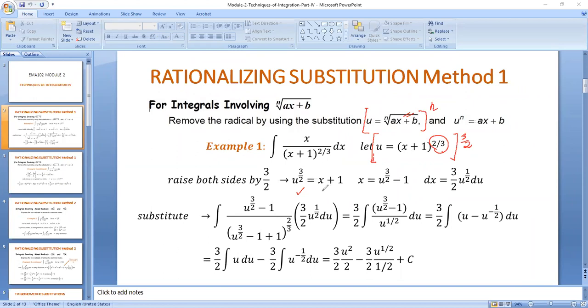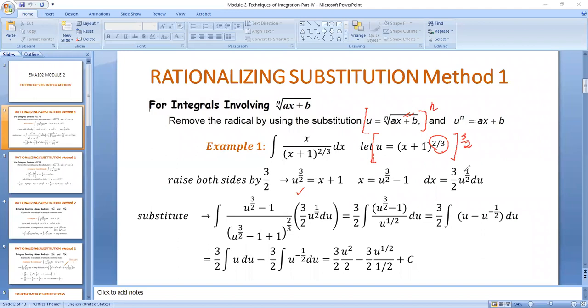A few seconds ago, I said that from this equation you will get an expression of your variable x that is given in terms of u. So your x here is equal to, you just transfer this one in here. That way you will have an x in terms of u. So x is equal to u raised to 3/2 minus 1. You transfer the 1 in here. Okay? So first step, rationalize. This is what you did. Then get an expression of your variable in terms of the new variable that you used in rationalization.